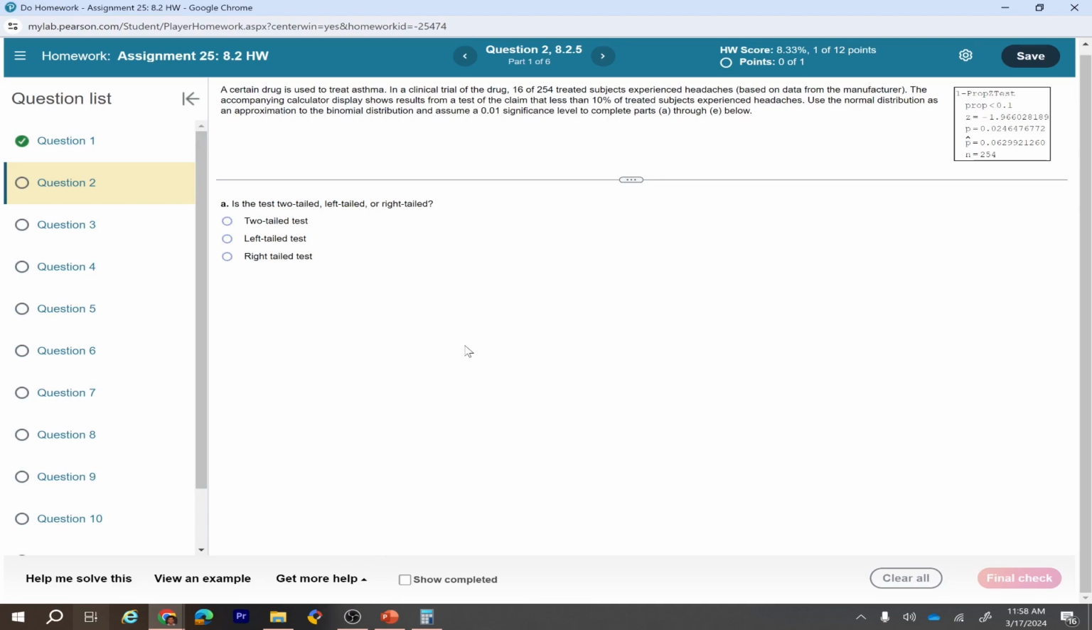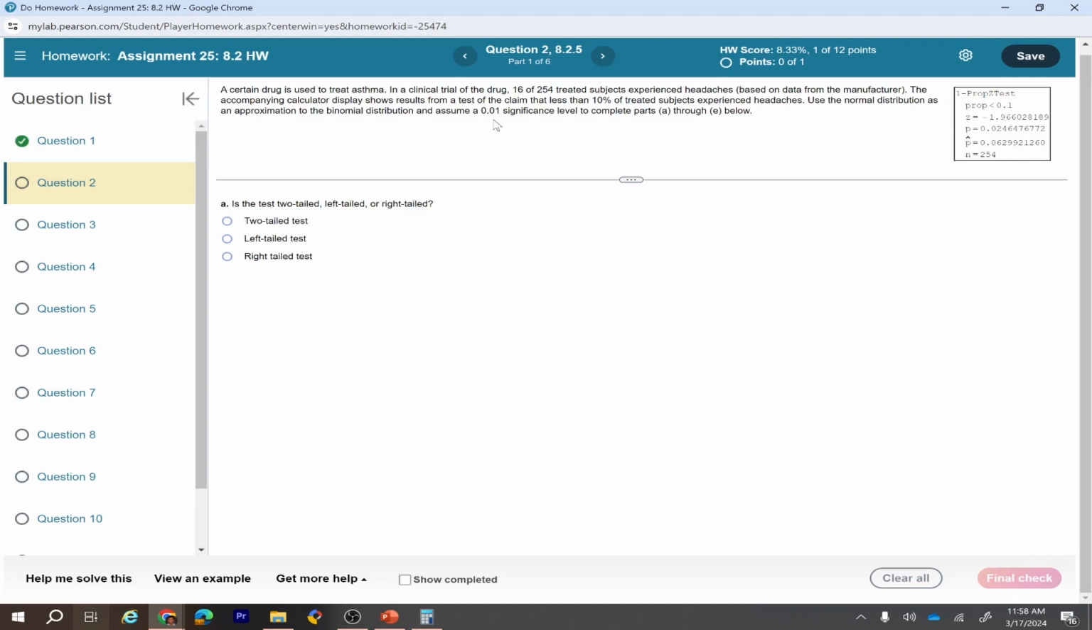Okay, let's look at this problem. A certain drug is used to treat asthma. In a clinical trial of a drug, 16 of 254 treated subjects experienced headache. The accompanying calculator display shows the result from a test of the claim that less than 10% of treated subjects experience headache. Use the normal distribution as an approximation to the binomial distribution and assume a 0.01 significance level to complete parts A through E. Okay, so this is the value coming from the calculator.